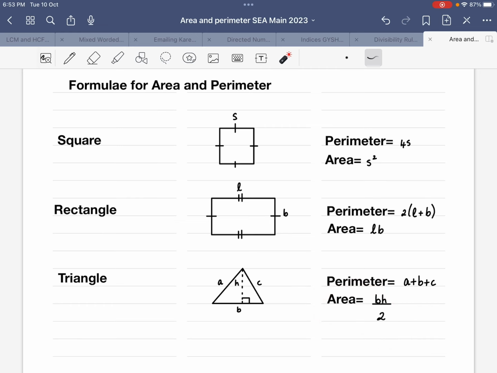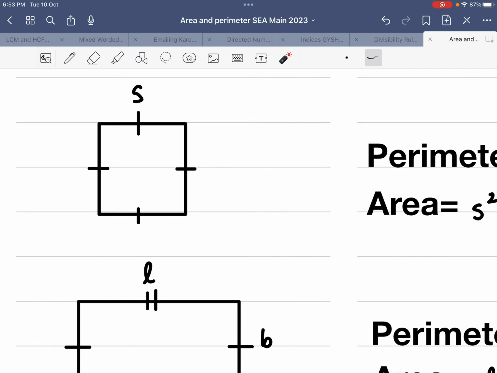For a square, the perimeter of the square is 4 times its side, and the area is side multiplied by side. Of course, for a square, all the sides will be equal.